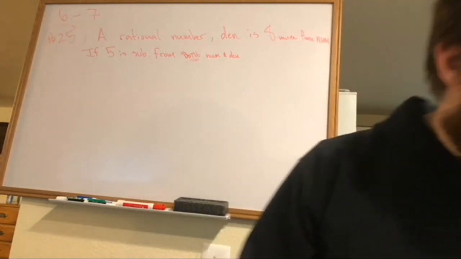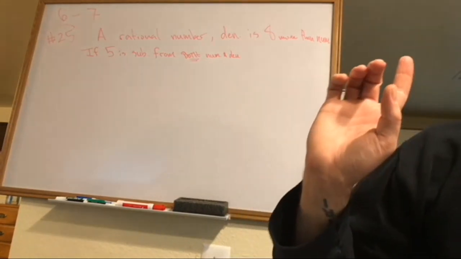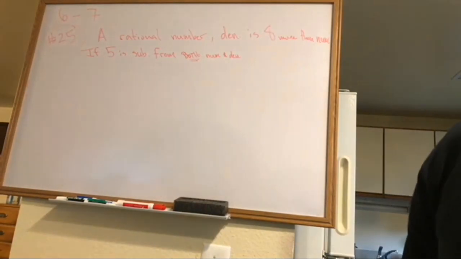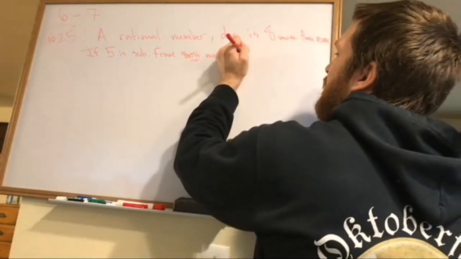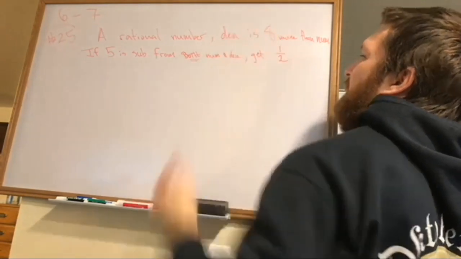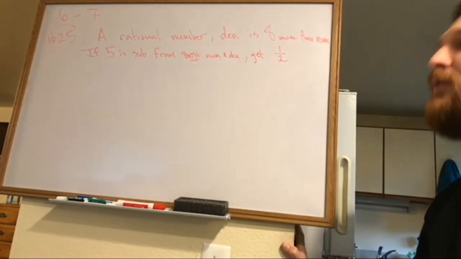Let's do this one. And in fact, you're going to do it here. If 5 is subtracted from both the numerator and the denominator, the result you get is 1/2. Okay. All right. What do you want to do?